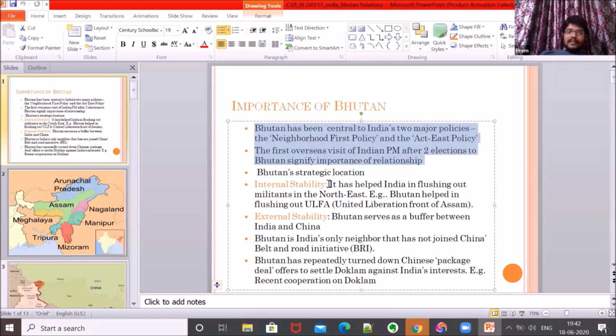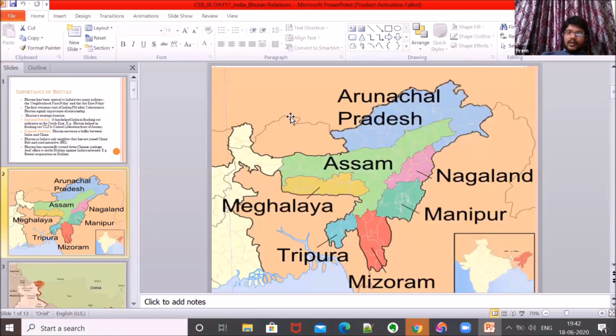Apart from the political aspect and the connectivity aspect, there is another reason why Bhutan is important. That is its strategic location. So for that we need to see the map. If you see the map, this is Bhutan. With Bhutan, Arunachal Pradesh shares the border, Assam shares the border, and on this side, it is Sikkim that shares the border. And part of West Bengal also shares the border with Bhutan. So these many states share the border with Bhutan.